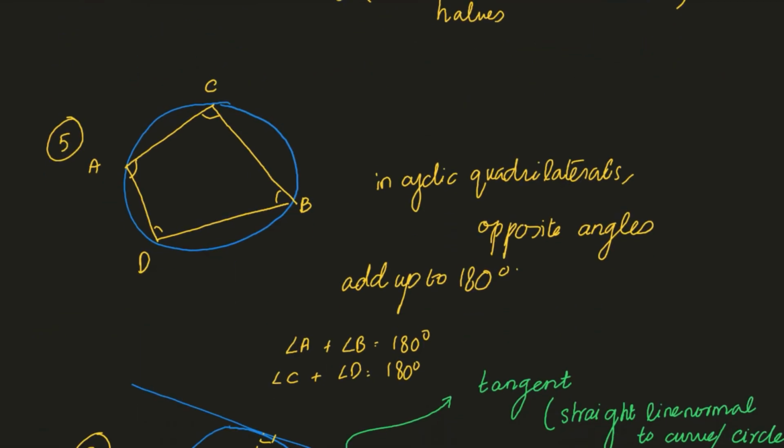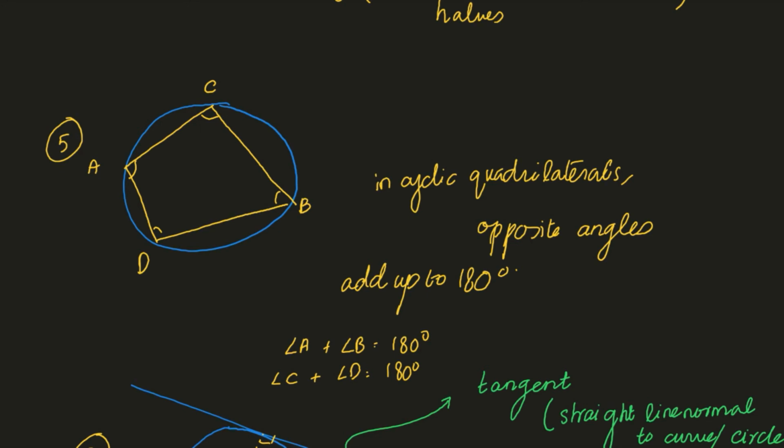So the next property that we have is property number 5, cyclic quadrilaterals. When we say quadrilateral, we already know that this shape is going to have four sides, right? So when you have a circle in which you have 4 points and those 4 points are connected to each other to form a quadrilateral, that quadrilateral is called a cyclic quadrilateral because it's formed inside a circle.